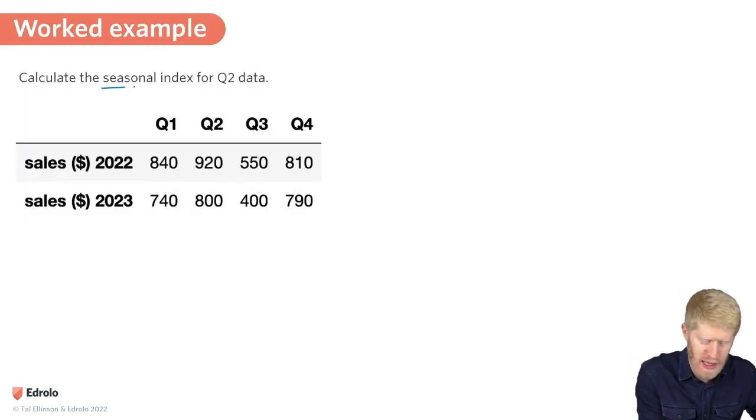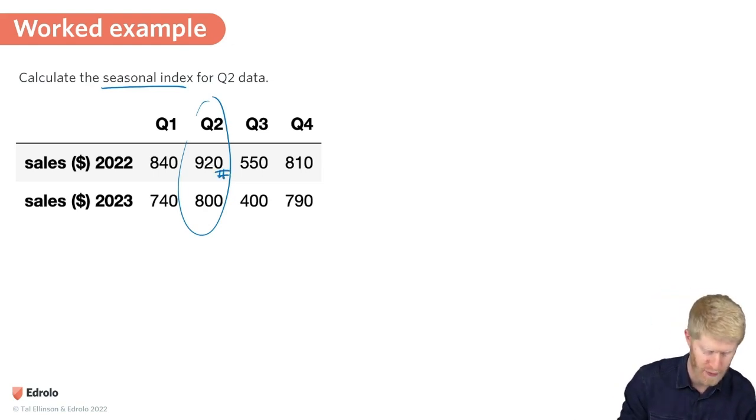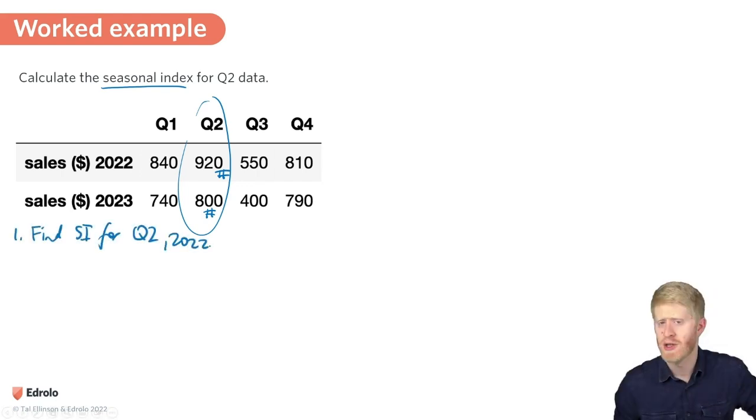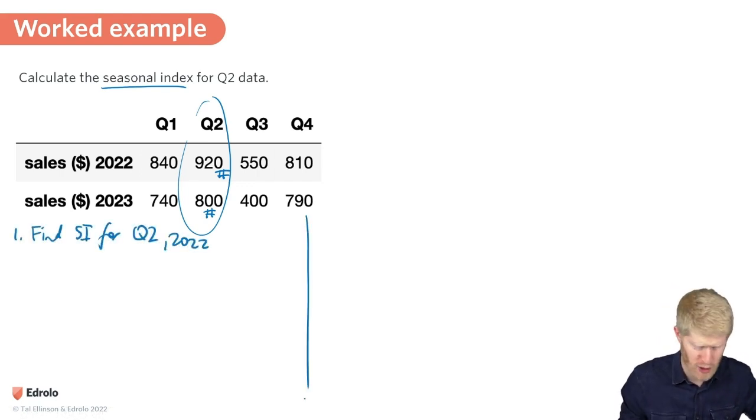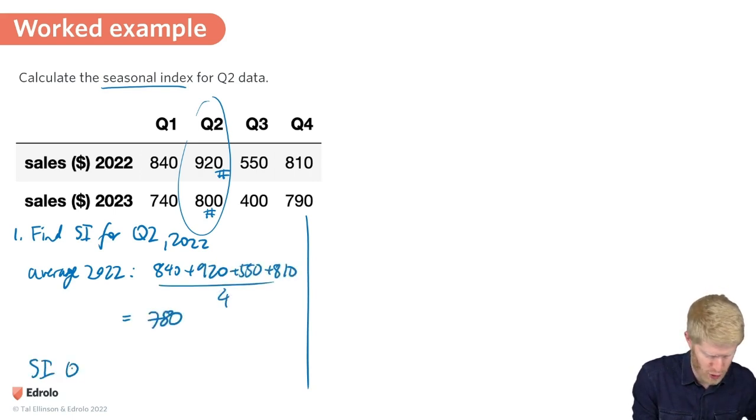All right, we want to find the seasonal index for the second quarter of this data. The way that we're going to do it is we're going to first find the seasonal index for Q2 in 2022. Then we'll find the seasonal index for Q2 in 2023, and then we'll average them together. To find the seasonal index for Q2 2022, I need to know the average of 2022. We'll go 840, all these 4 numbers, add them together, and divide them by 4. So the seasonal index for Q2 in 2022 is going to be the sales, which was $920, divided by 780. It's 1.18.